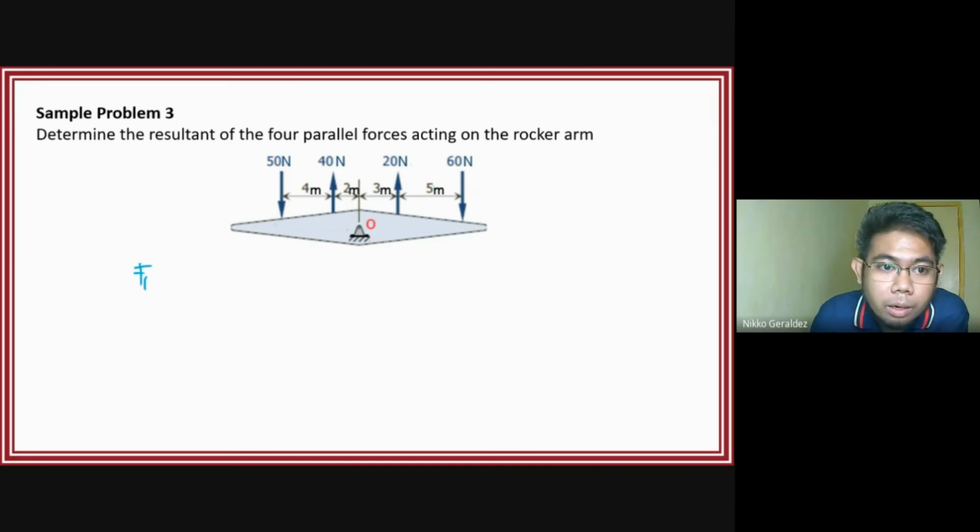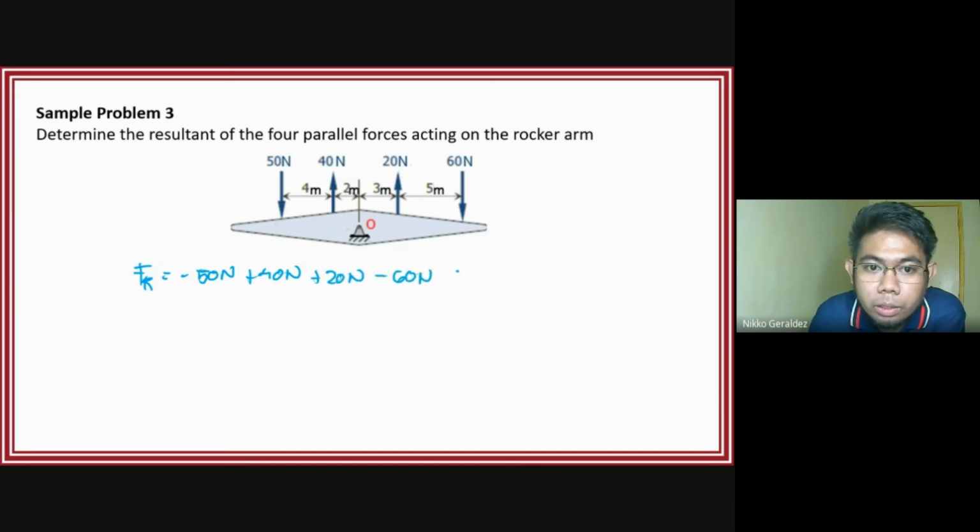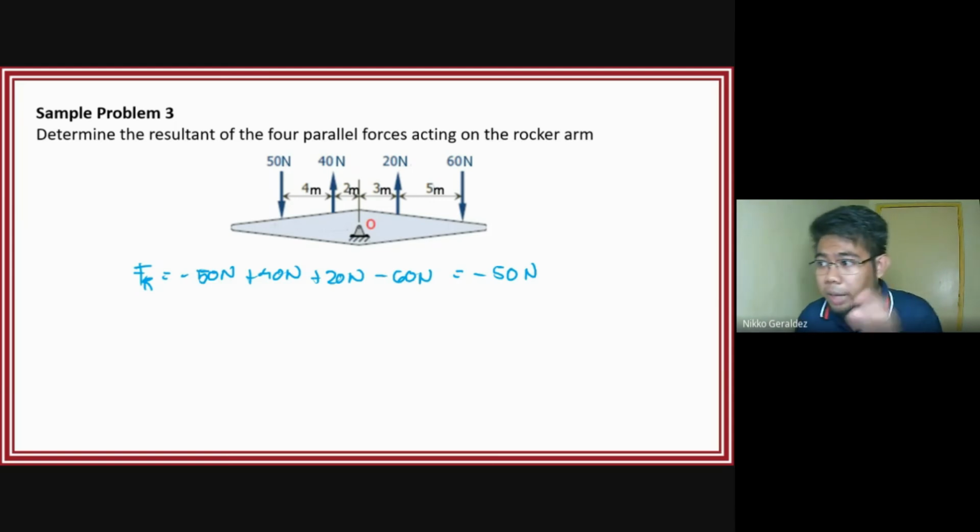Resultant force. So, FR, so that is equal to negative 50 downward, 40, so plus 20, so plus 60, so minus 60 Newton. So, ilan? So, negative 50 Newton. So, that is downward, no? So, dito sa system, hindi natin alam kung sa right ng O or left ng O. No? So, ang gawin natin, na mag-moment muna tayo at point O.